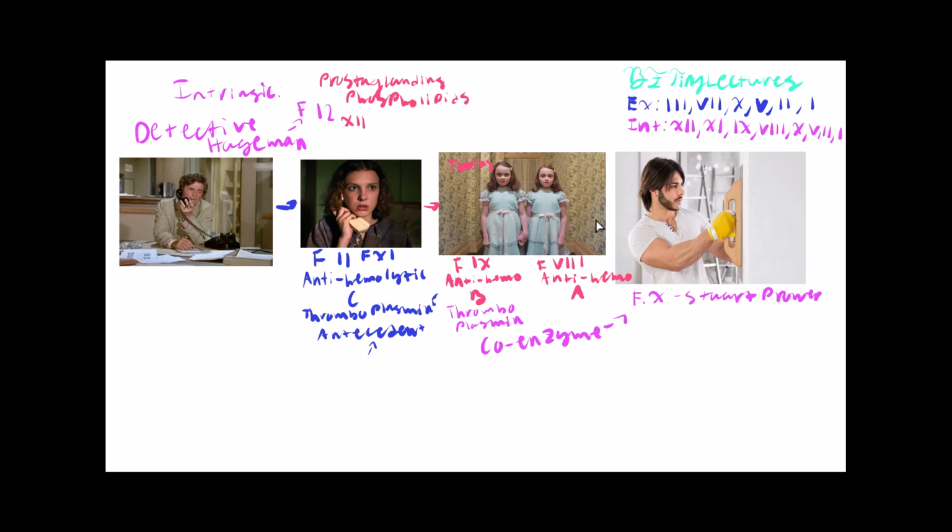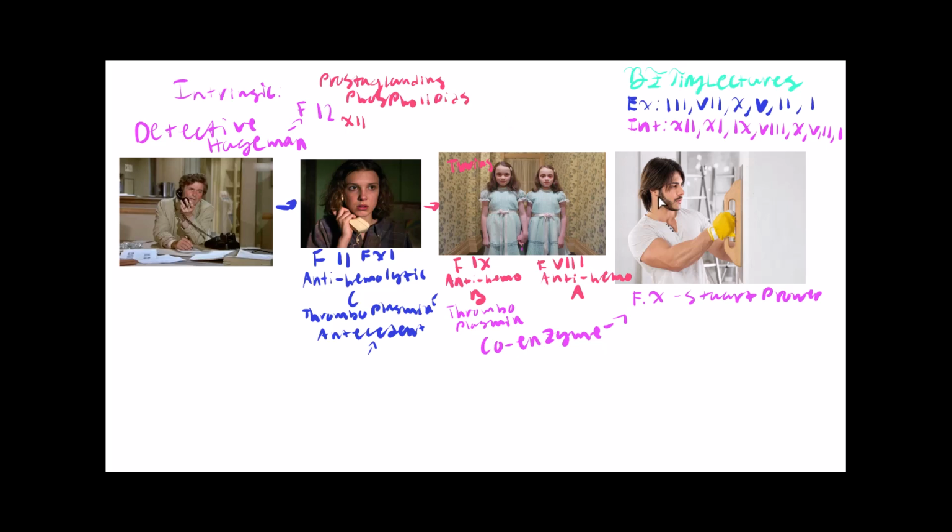So to recap, you have Detective Hageman, F12, contacting factor 11, antihemolytic C, also known as thromboplastin antecedent, and she's going to call her sisters, which are twins, and they went to some sort of college, I don't know. But the twins are called antihemolytic B and antihemolytic A. Antihemolytic B is also called thromboplastin because it is formed after the thromboplastin antecedent. They form together. You can see they're holding hands right there. They're holding hands, and that forms the coenzyme.